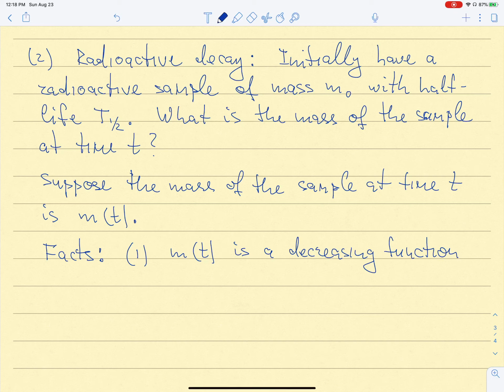And because it is a decreasing function, as long as it is differentiable, m prime of t is always less than zero, right? Because the sample decays at all times.